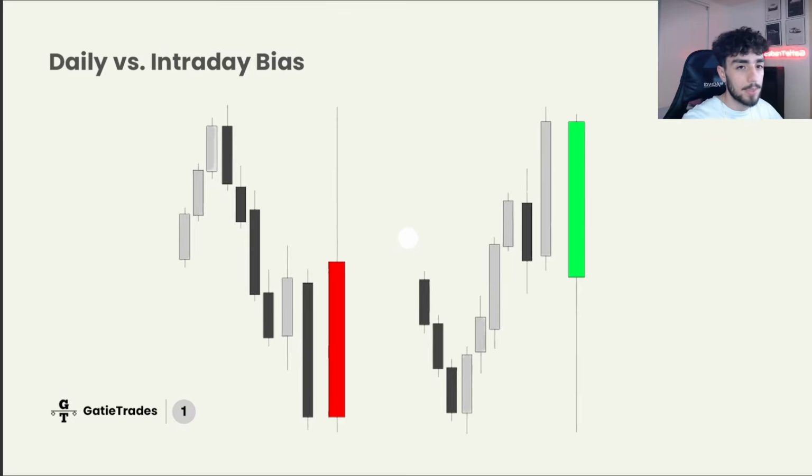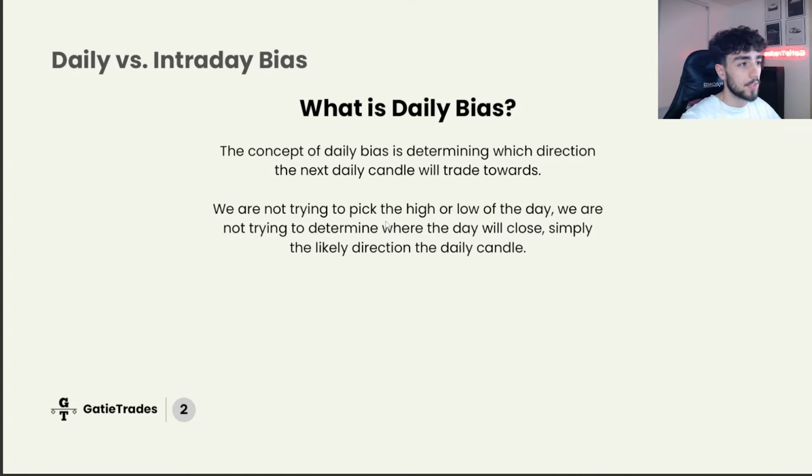So, daily bias and intraday bias. First things first, what is daily bias? Not wasting any time. It is the concept of determining which direction the daily candle will trade next.